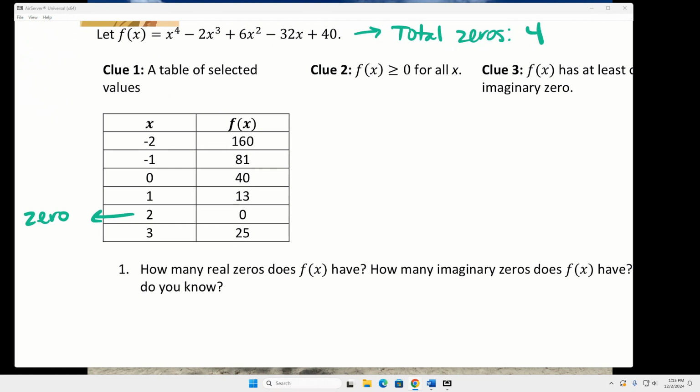All right, clue 2 says that f of x is greater than or equal to 0 for all of x. Now that's kind of fancy. But what that means is that this function is graphed above the x-axis everywhere. It never falls below the x-axis. And that's important because I know that 2 is a 0. Is this graph going to be able to go straight through it too? If it's always graphed above the x-axis, it's not. So what's it going to do? It's going to bounce.